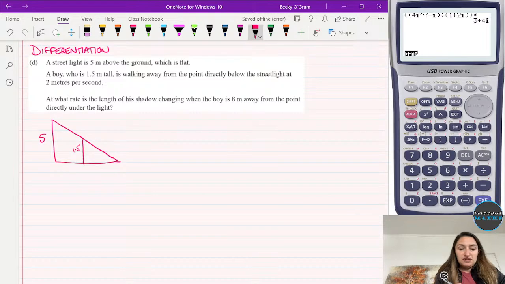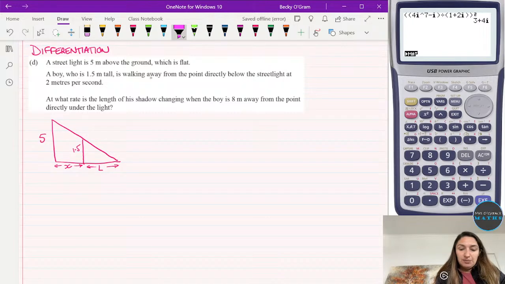Now those are two similar triangles. I'm going to call this bit here, the distance between where the lamppost is and where the boy is, x. And this bit here we'll call the length of his shadow L. Okay, now the information that we have in the question, we want to try and write that down.